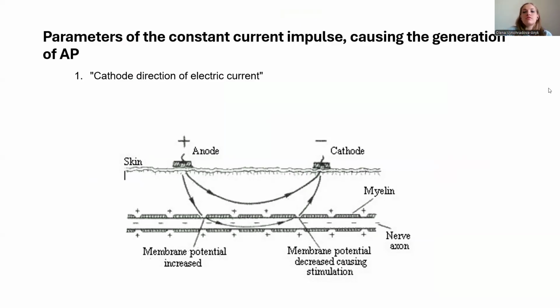Let's move to the next question. Parameter of the constant current impulse causing the generation of action potential: cathode, direction of electric current. You have studied this sentence. What does it mean? It means that during electrical stimulation from outside, our electrical current all the time will move from anode to cathode, from plus to minus. You should memorize this one. From plus to minus, electrical current always moves.